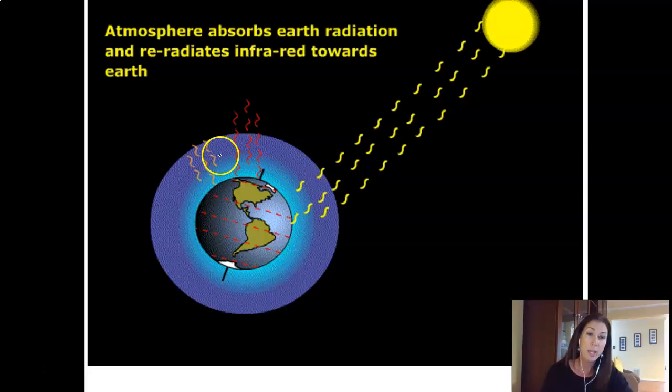So the greenhouse effect is actually a good thing. We don't want all the heat to escape, or else we'd be too cold. So when we have the greenhouse effect in place, it's allowing some heat to be trapped within our atmosphere and allow us to be at a livable temperature.